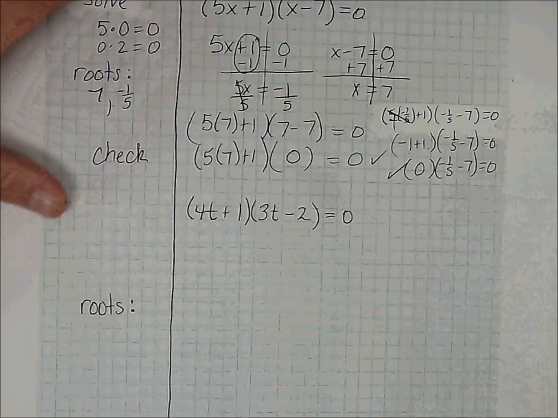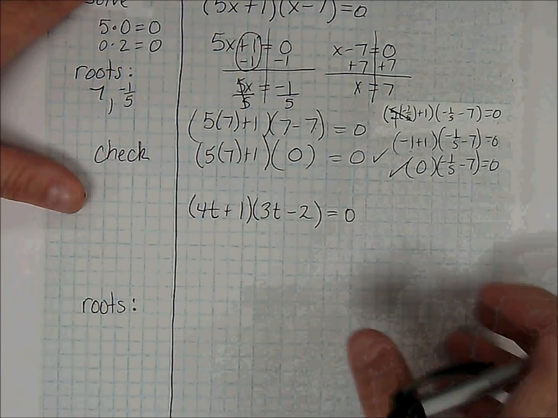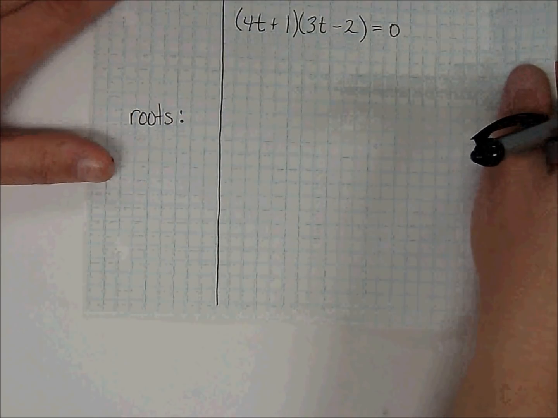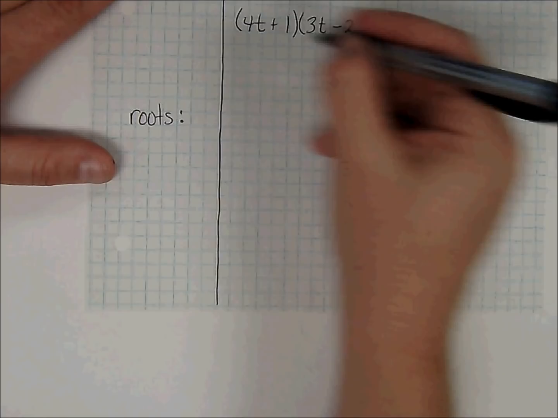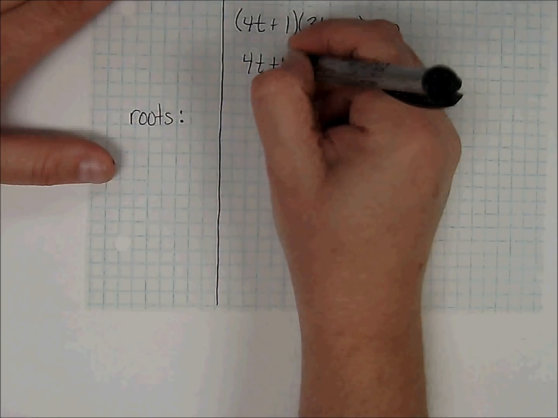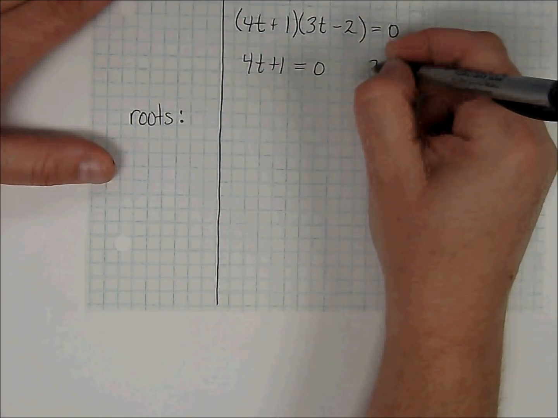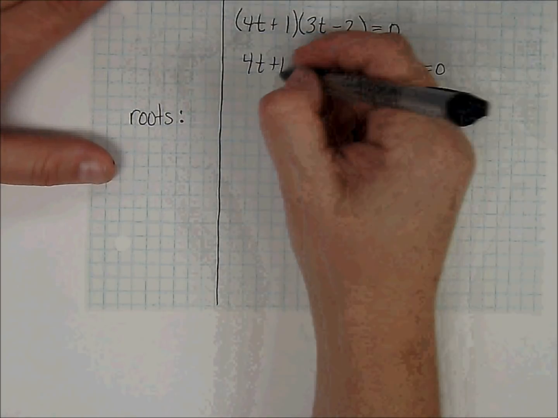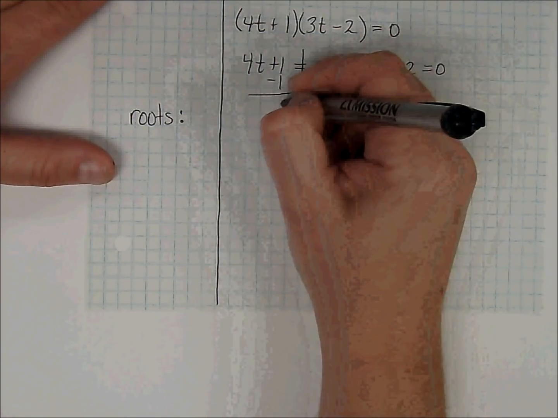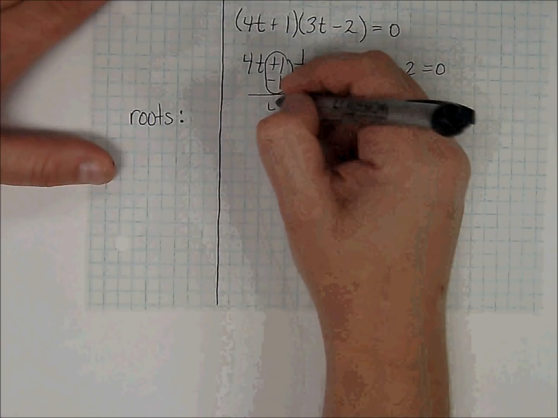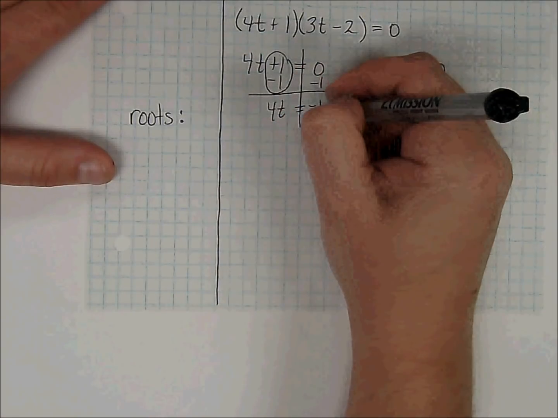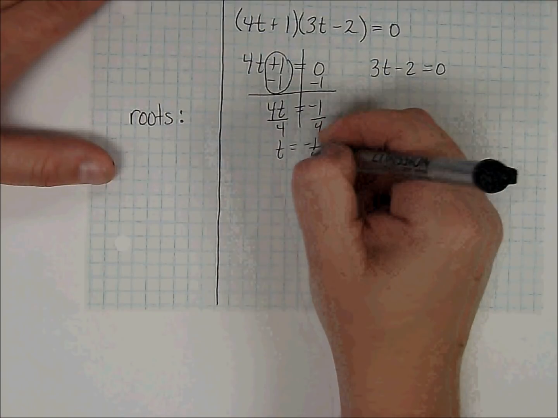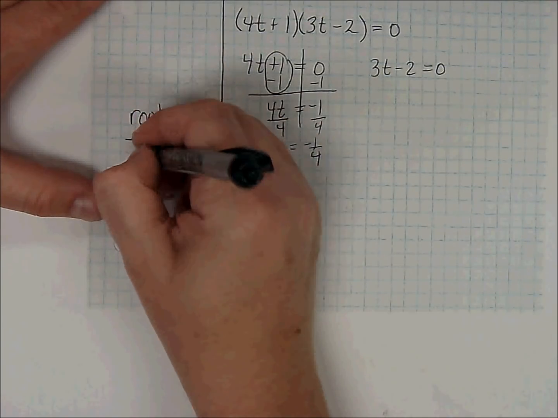Let's try another one. My roots were 7 and -1/5. So let's go down here. Looking at this problem, it's already done the factoring for us. So we split it because we need one factor to equal 0. Let's solve. Minus the 1 from both sides. That goes away. So I'm left with 4t equals -1. Divide by 4. t equals -1/4. So one of my roots is -1/4.